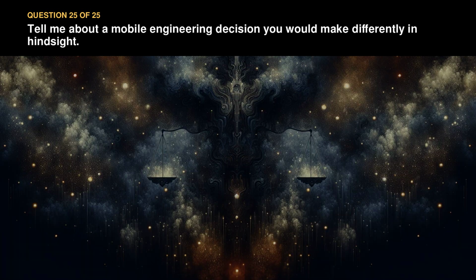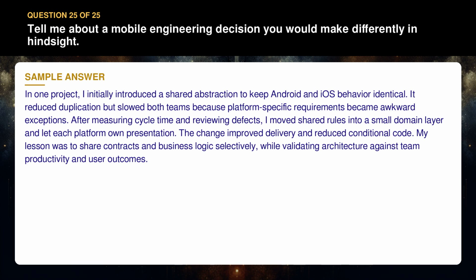Question 25. Tell me about a mobile engineering decision you would make differently in hindsight. In one project, I initially introduced a shared abstraction to keep Android and iOS behavior identical. It reduced duplication but slowed both teams because platform-specific requirements became awkward exceptions. After measuring cycle time and reviewing defects, I moved shared rules into a small domain layer and let each platform own presentation. The change improved delivery and reduced conditional code. My lesson was to share contracts and business logic selectively, while validating architecture against team productivity and user outcomes.